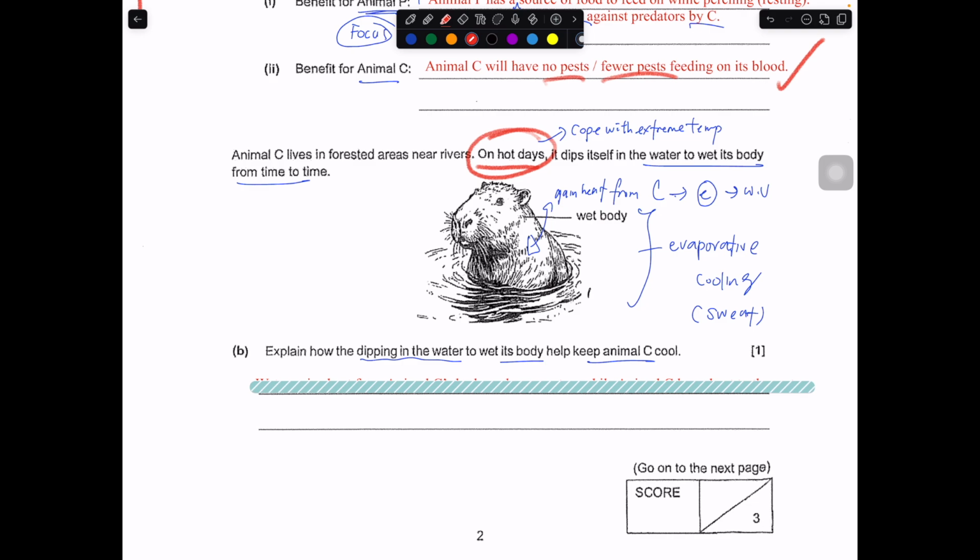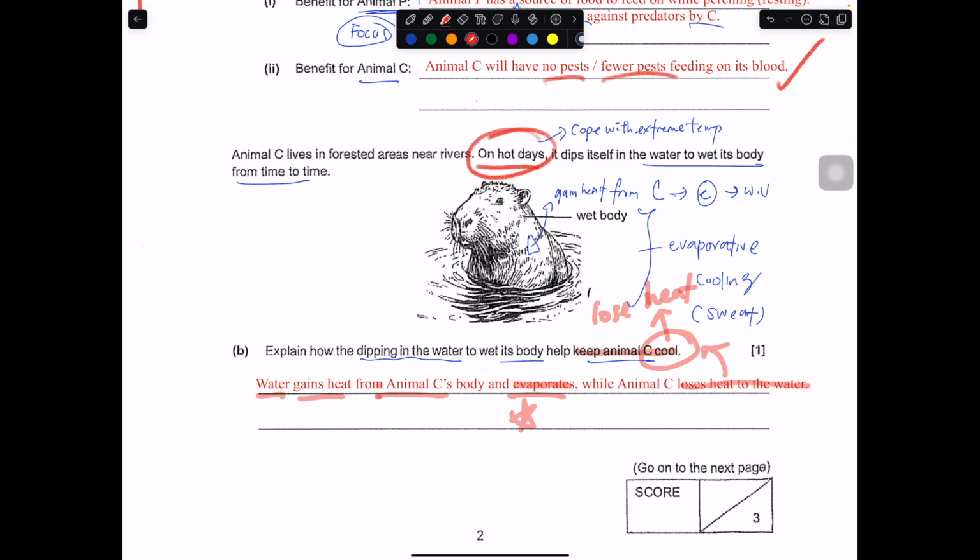Remember, keep animal C cool. Cool means animal C must have lost heat. Lost heat to what? Lost heat to the water, so the water gains heat. These two ideas must be written: what gains heat and what loses heat. So you can say something like this: the water gains heat from animal C's body and evaporates, evaporative cooling. This part must be stated, while animal C loses heat to the water. This answers the question that animal C keeps its body cool in this way.